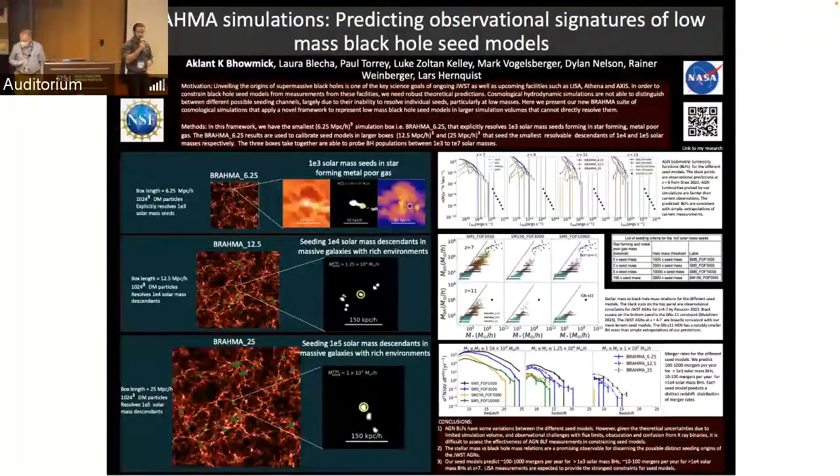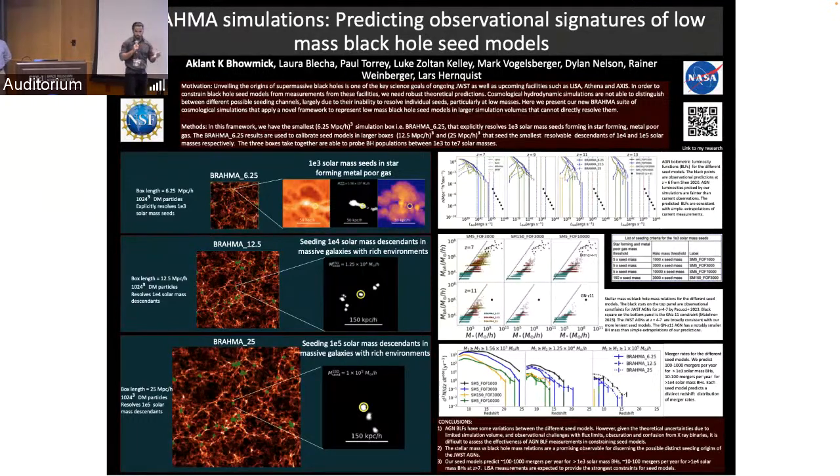Hi everyone, my name is Aklant Kumar Bhowmick and I'm a postdoc at University of Florida. My poster presents a new suite of cosmological hydrodynamic simulations, namely the Brahma simulations, which are particularly geared for predicting observational signatures of low mass black hole seed models at high redshifts.